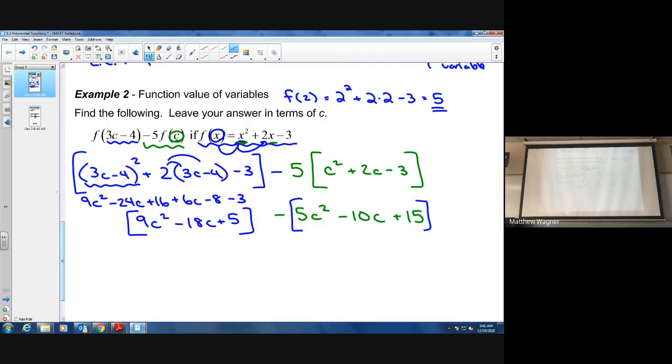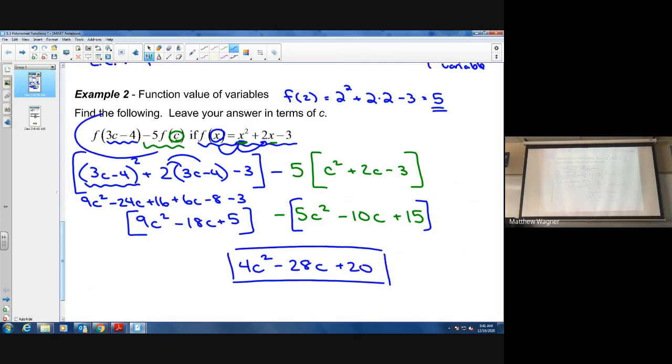Then from here, we want to combine like terms. So we have 9c minus 5 is 4c squared. Negative 18 minus 10 is negative 28c. And then 5 plus 15 is 20. So that is the value of that expression, okay?